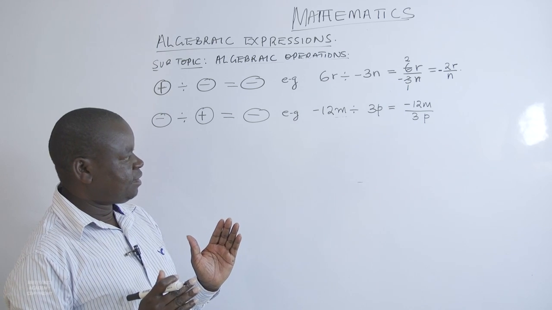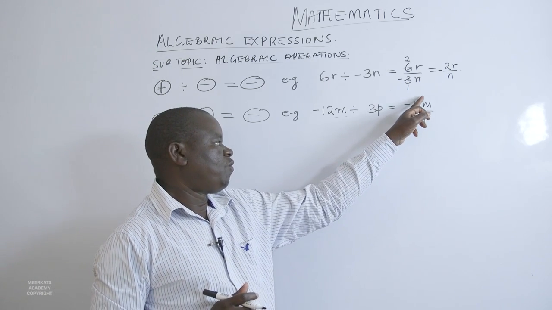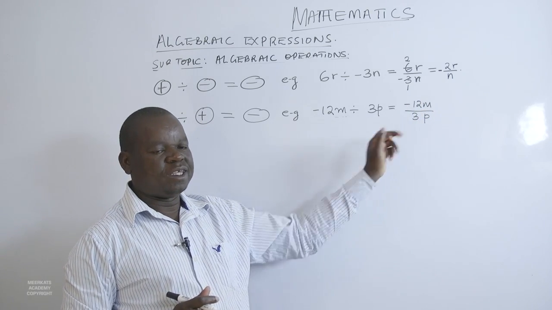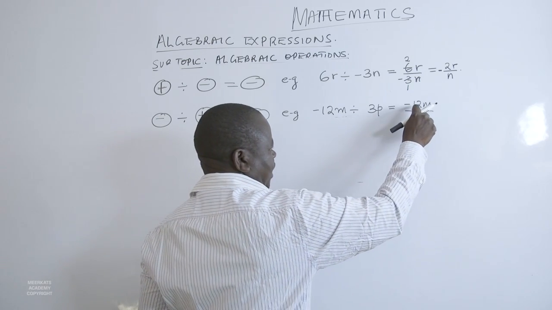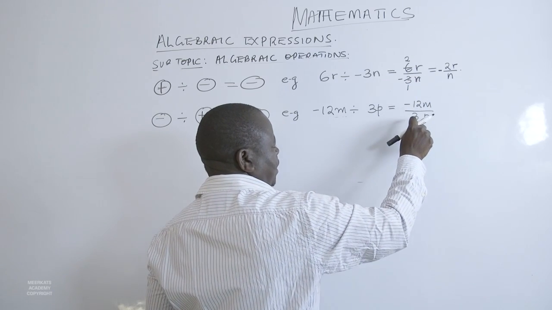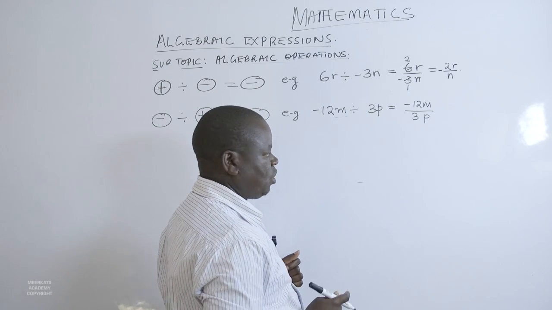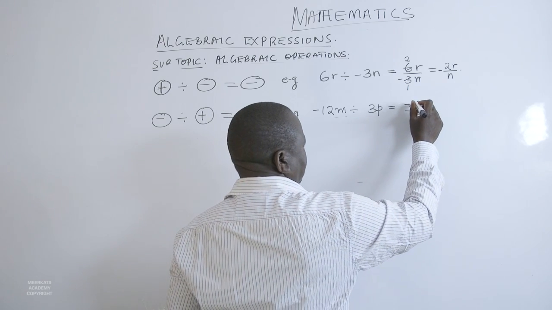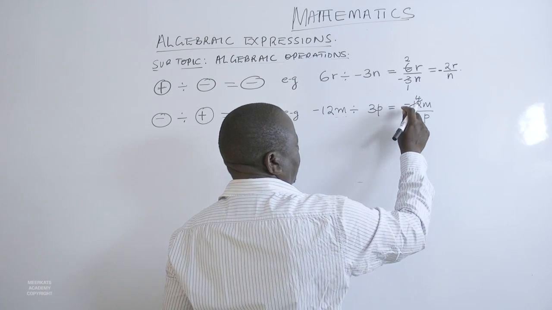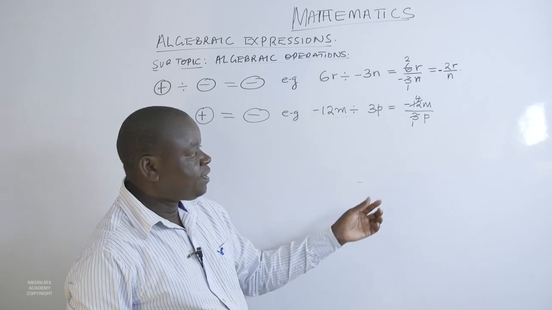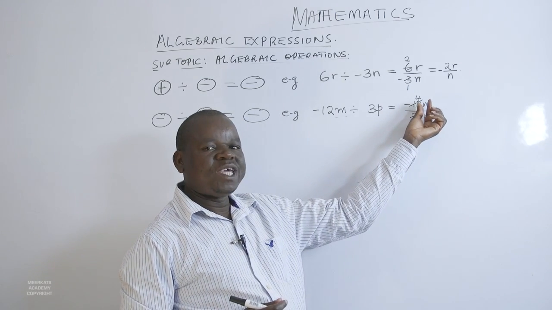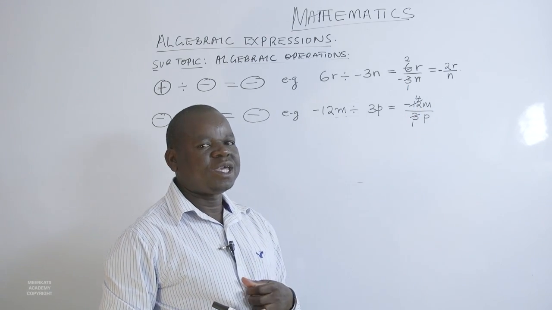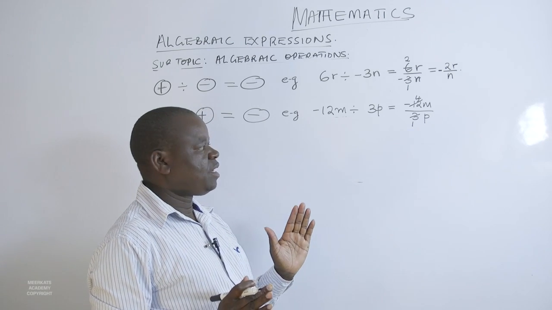So as the rule, we first of all divide the coefficients of the numerator and the denominator. The highest common factor between negative 12 and 3 is 3 itself. So 3 divides here 1, and 3 divides here negative 4. Since there is no common factor between m and p, we leave it the same way.